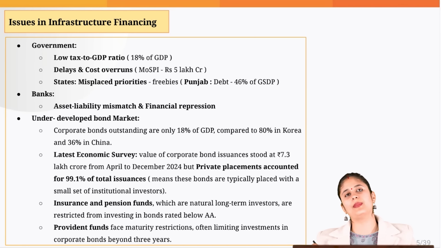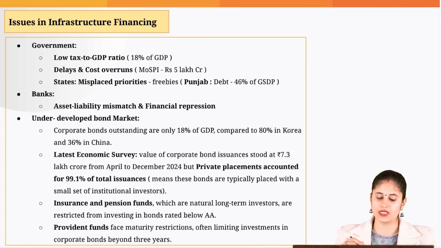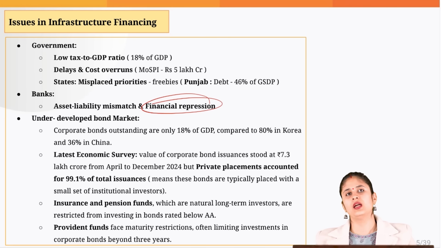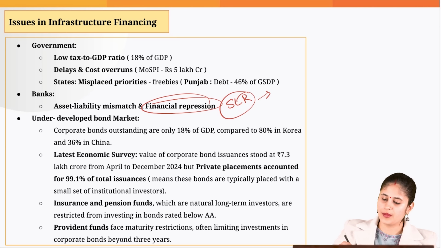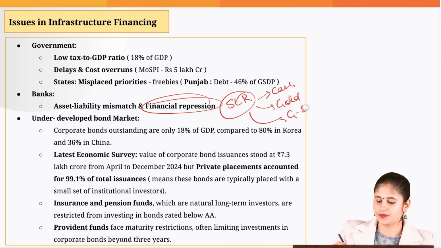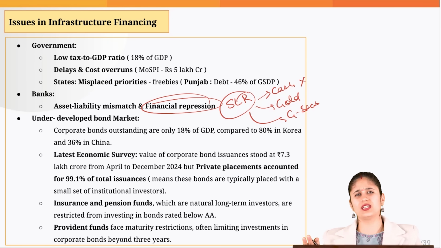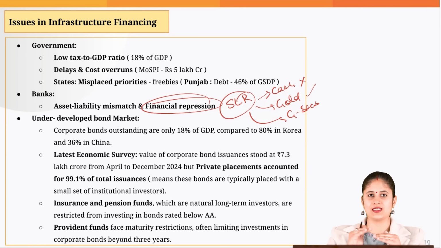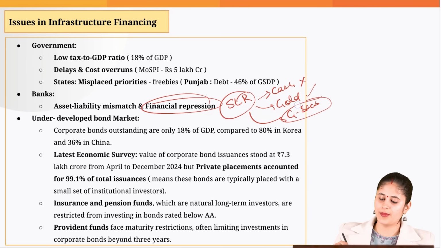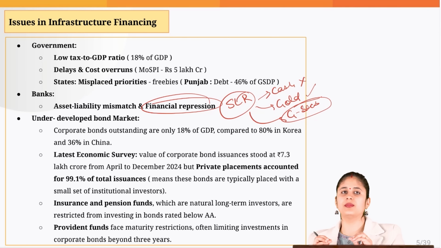Another problem why banks are not able to finance the infrastructure projects is because of the financial repression. What is financial repression? When you look at the statutory liquidity ratio, the banks can keep this in the form of cash, in the form of gold, or in the form of government securities. Ideally, the bank does not keep a lot of cash because that does not give any kind of return. They'll invest in gold, but although gold is currently giving good return, it is not always the case. There is high volatility. So ultimately, banks end up investing in government securities.